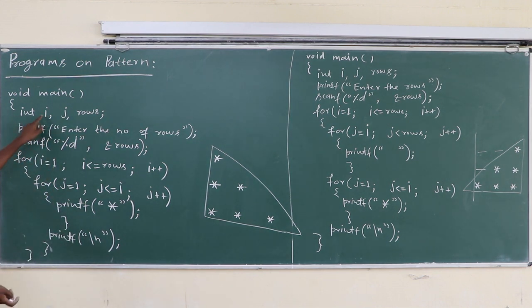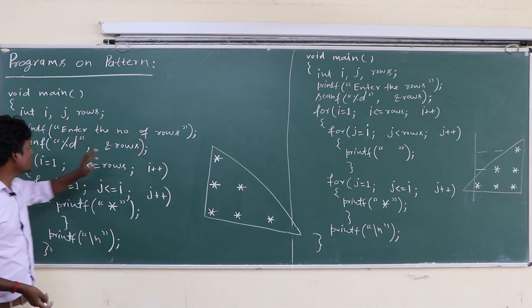So let us see. Program execution starts from main. Control comes to here. Here are three variables, i, j and row. All three variables are integer type. This i is used in the outer loop and this j is used in the inner loop. And this row shows the number of rows. Okay, this is the variable.